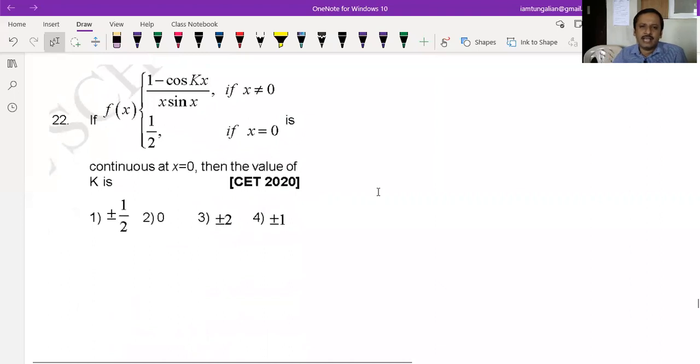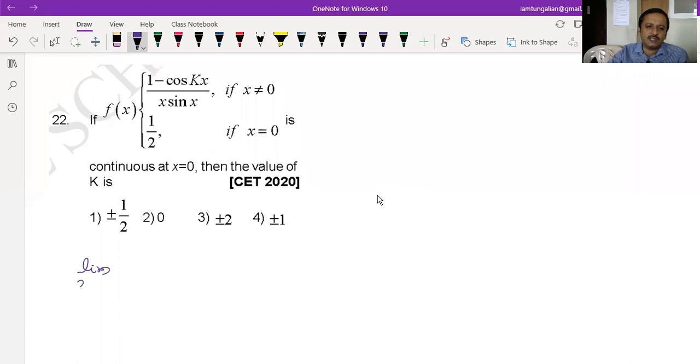Then have a look at question number 22. If f of x is equal to 1 minus cos kx by x sin x if x is not equal to 0, and 1 by 2 if x is equal to 0, is continuous at x equal to 0, then the value of k is. Okay, this question was asked in last year's CET. It is continuous at x equal to 0.